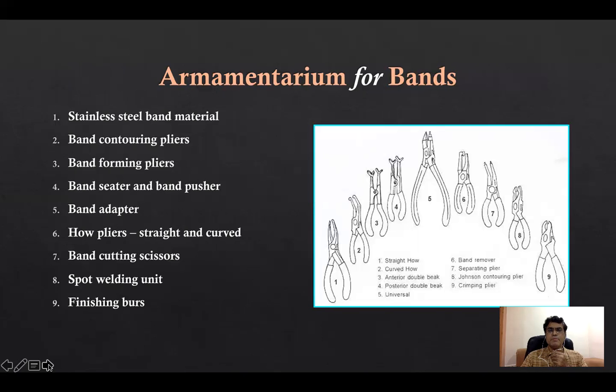The armamentarium which is used for bands, you would be witnessing these instruments in departments of pediatric dentistry or orthodontics. They are stainless steel band materials, band contouring pliers, band forming pliers, band seater, band pusher, band adapter, hoe pliers, straight or curved, and this band cutting scissors also will be used along with the spot welding unit and the finishing burrs.